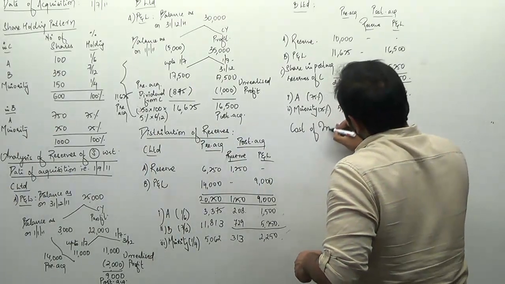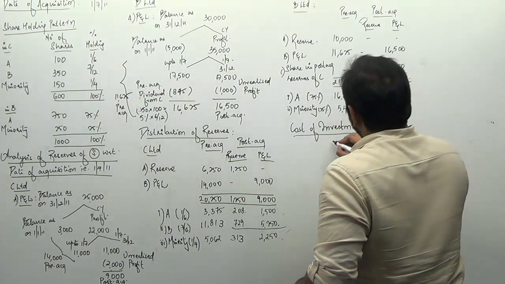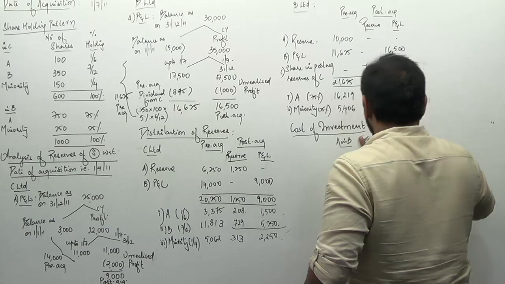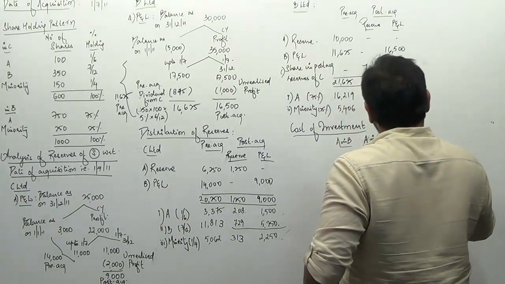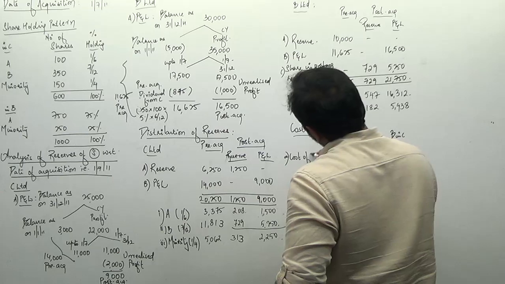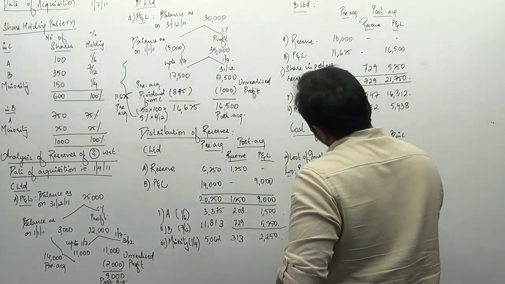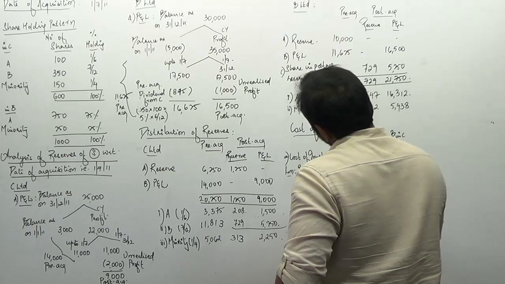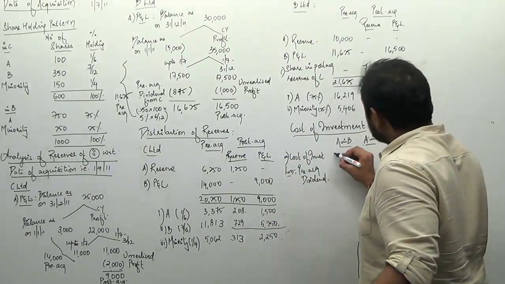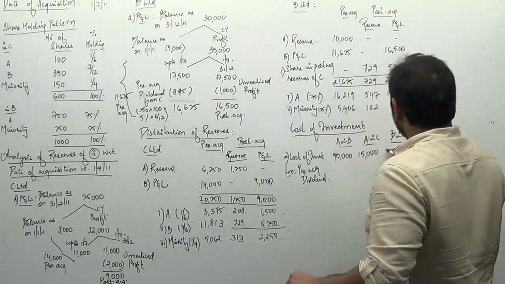When you are doing your cost of investment, do not forget to take pre-acquisition dividend. I have three investments. The first one is A and B. Second one is B and C. A and C. And then I'll take B and C. Start with your cost of investment, reduced by pre-acquisition dividend. A and B. Cost of investments are 90,000, 15,000 and 52,000.